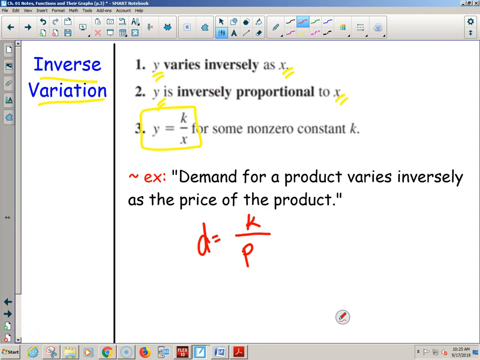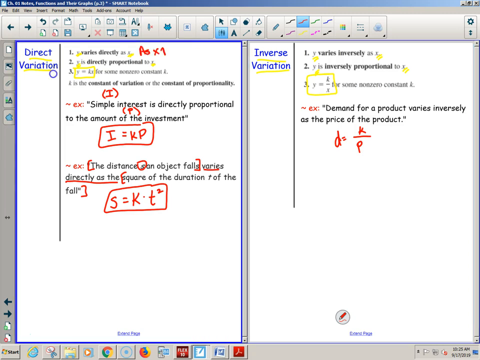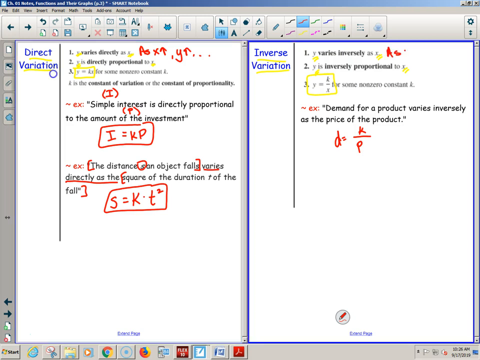So what's going on with inverse versus direct variation? The easy way to describe these, mathematically, it's times versus divide. It's multiplication, direct, and then division. But the big idea is direct variation: as our independent variable x goes up, y goes up. And similarly, as x goes down, y goes down. Inverse variation is as x goes up, y goes down.